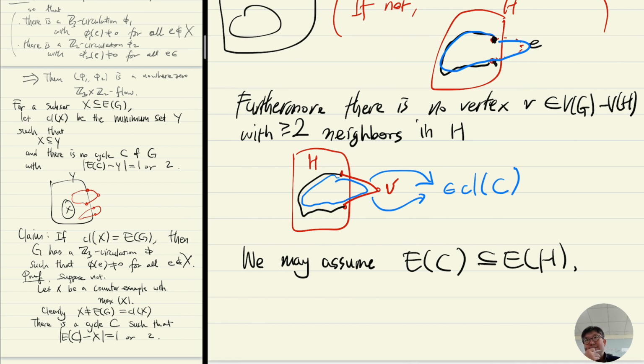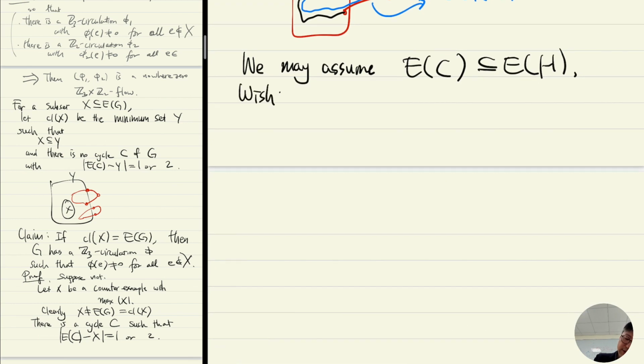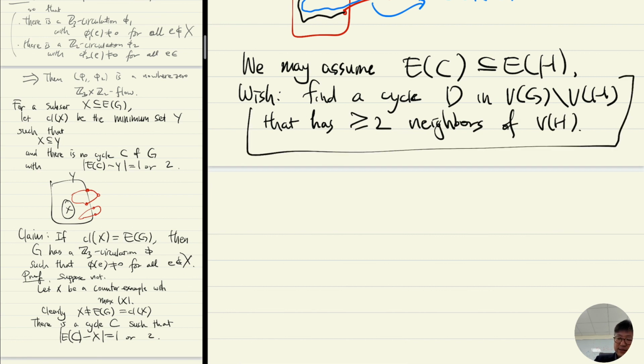Now, what's left? We will try to find a cycle outside. So we wish to find a cycle D in V of G minus V of H that has at least two neighbors of V of H. Okay, that's now our goal.